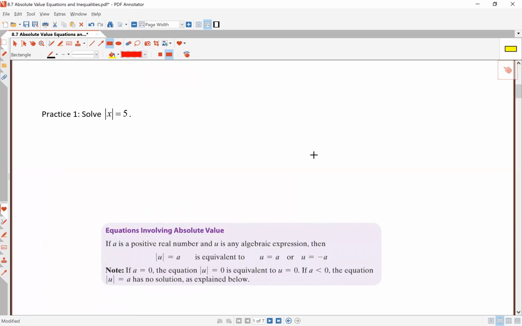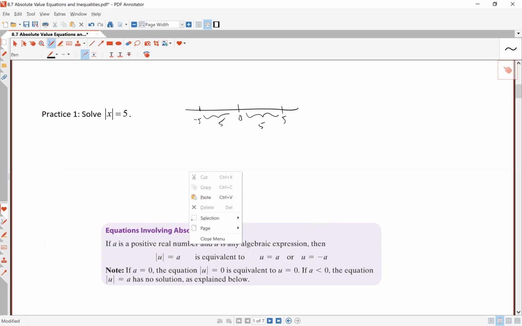Practice 1, we're asking what numbers have a distance to 0 of 5. On the one side it's 5, and on the other side it's -5. So the two numbers that work here, x equals 5 or x equals -5. So the solutions to this equation are 5 and -5.